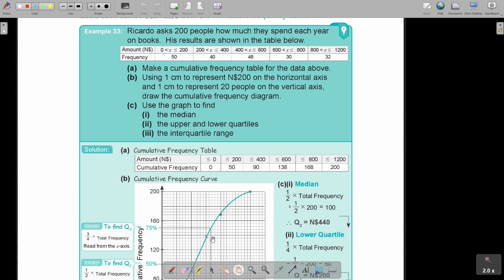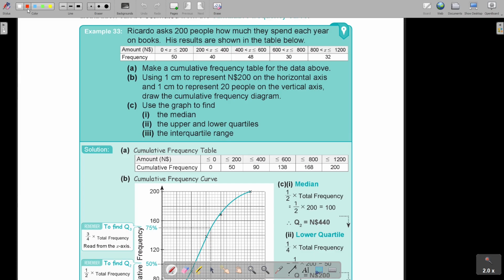Let's start. Ricardo asked 200 people how much they spent each year on books. The results are shown in the table below. Make a cumulative frequency table for the data. Now, cumulative means adding up. So as soon as you start at 0, 0, then you're going to start adding up. Then if you add up, you're going to say, okay, the first one's 50. That's up to 200.